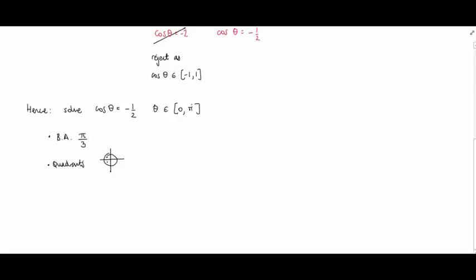Now be very careful. If we look at the domain, we're only looking for solutions between 0 and pi. So we're only looking for that solution there. Okay, so the solution is in quadrant 2. Therefore, theta is going to be equal to pi take pi on 3, in other words, 2 pi on 3, and that is our solution. Therefore, theta equals 2 pi on 3, and that is our only solution.